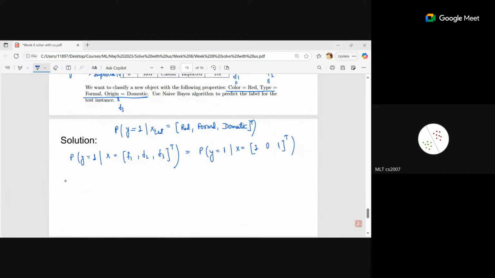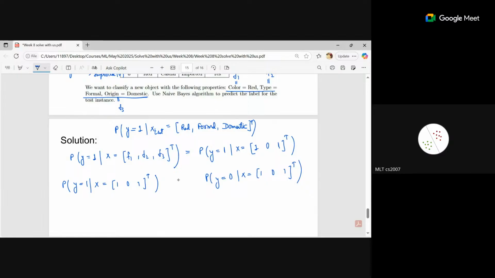So you need to check the relationship between probability y is equal to 1 given x equal to 1, 0, 1, and probability y is equal to 0 given x equal to 1, 0, 1.